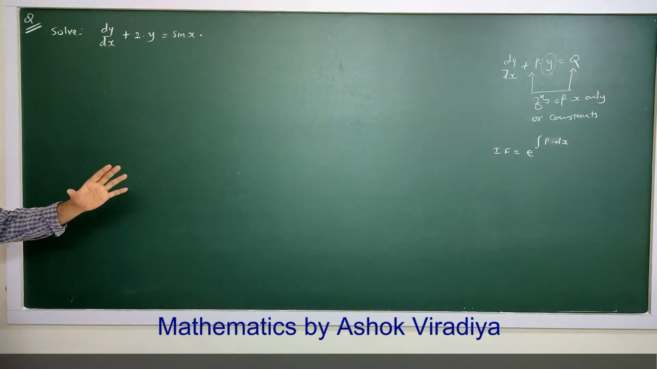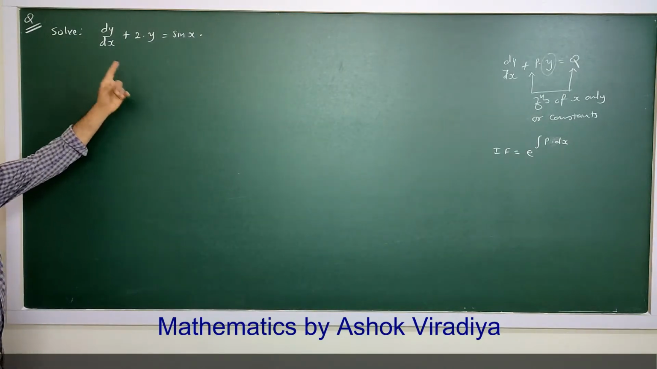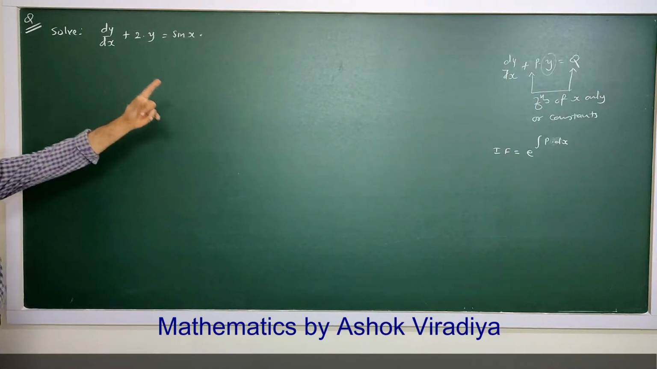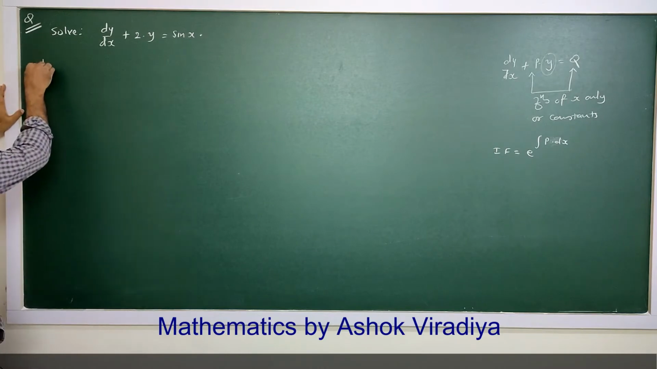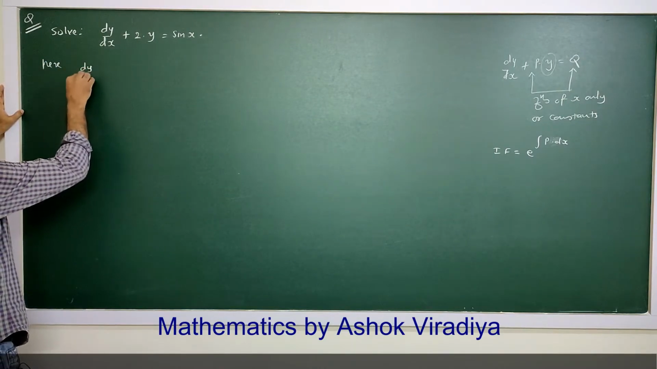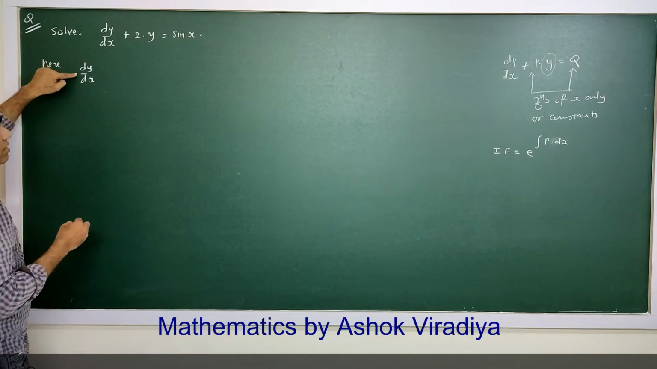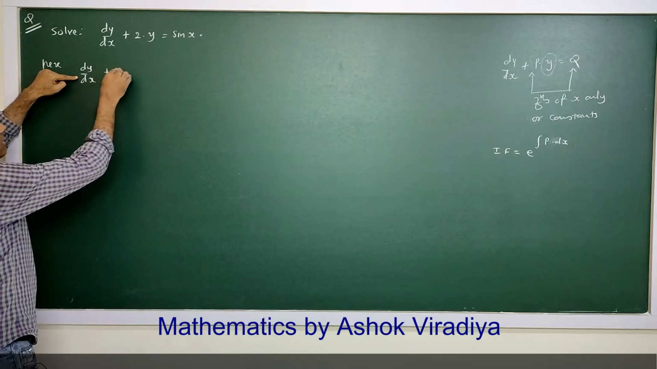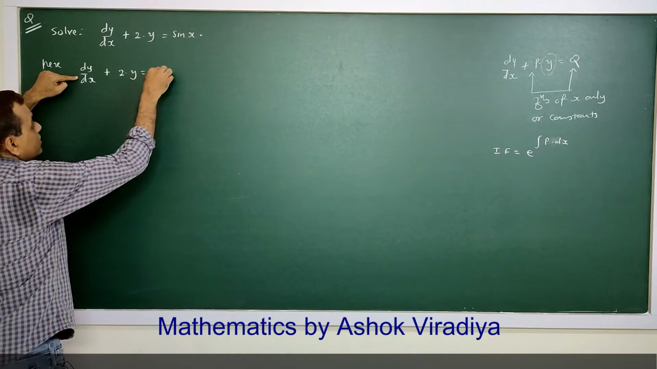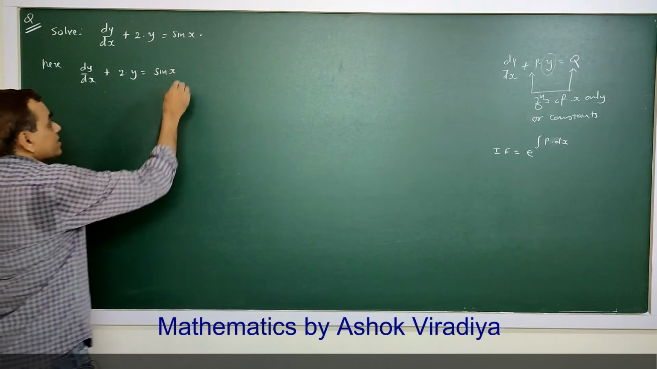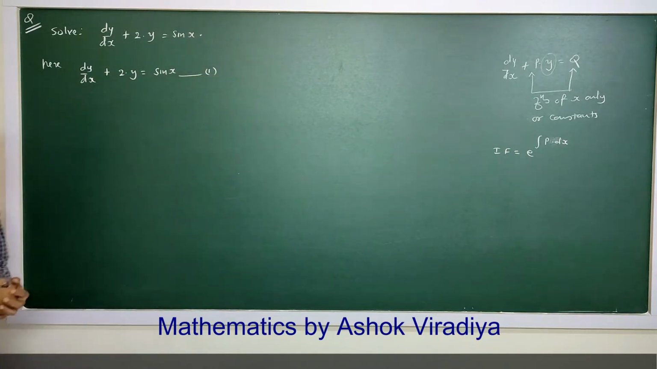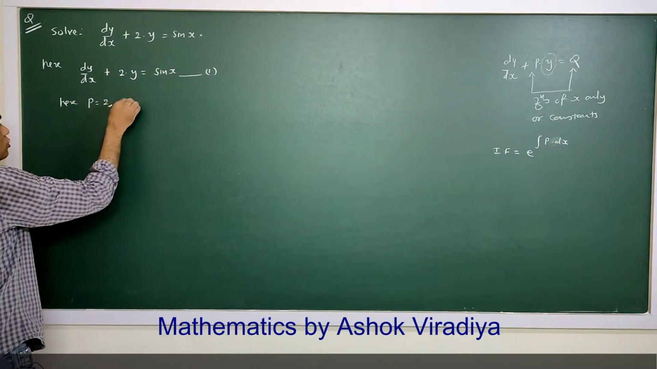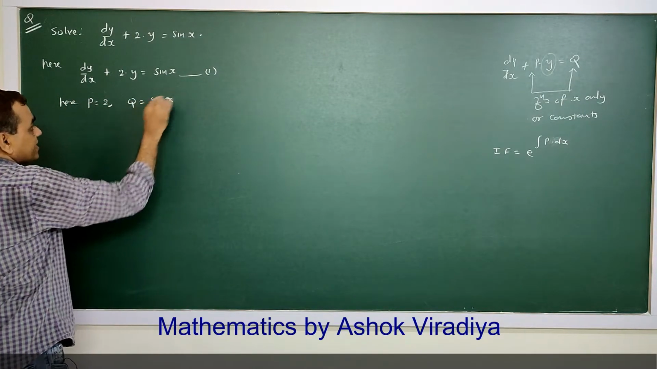So first of all, check the form of the given differential equation. It is exactly in that form. Here the coefficient of dy by dx must be 1. No other number should be there to apply this procedure. dy by dx plus 2 into y is sin x. This is a linear differential equation. So here p is 2 and q is sin x.